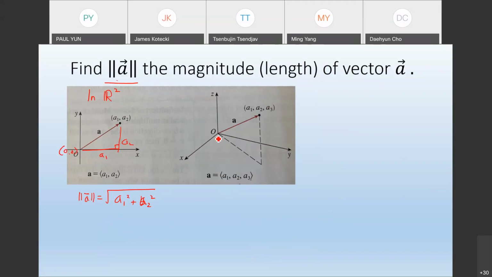All right. So yesterday we learned magnitude in R3. The question is basically: what is the length of this arrow? All right, everybody type something. So yesterday we learned the distance formula between 2 points, isn't it? Yeah.